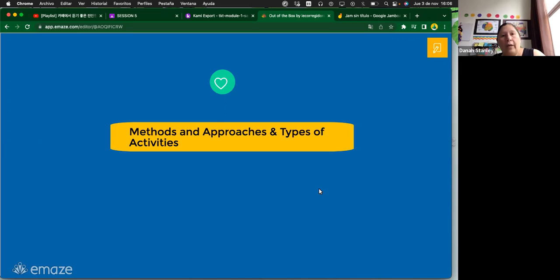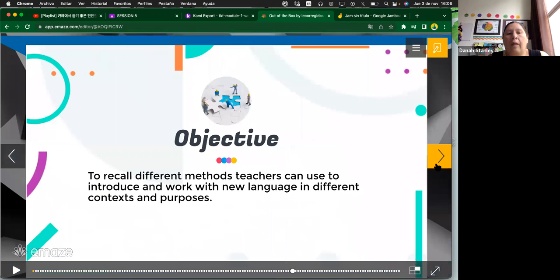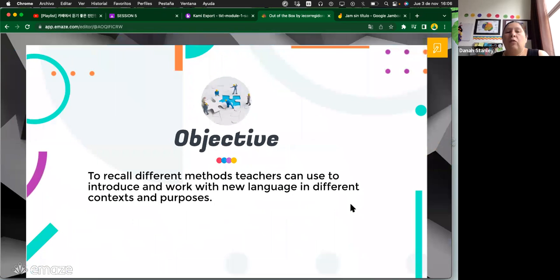Probably this evaluation can be useful for me to notice or to know if my students are doing well, they are properly understanding, or maybe they need more controlled practice, or even if I need to reteach something, okay? So this is what we are going to analyze today. So in here, the objective is to recall different methods that teachers can use to introduce and work with new language in different contexts and purposes.